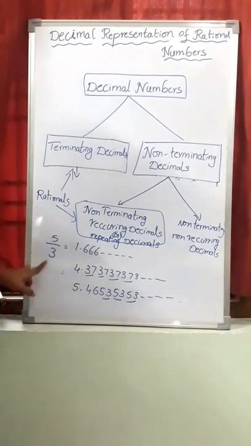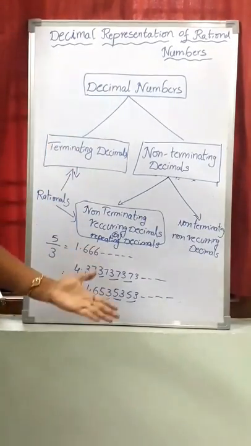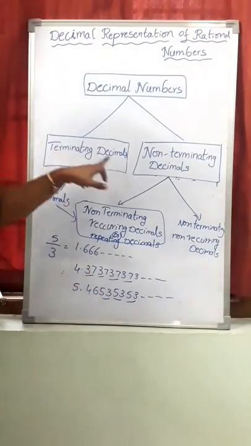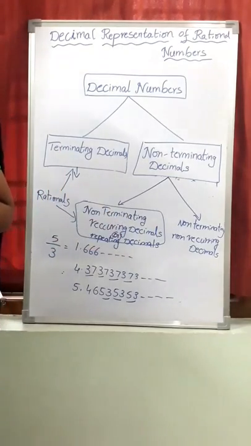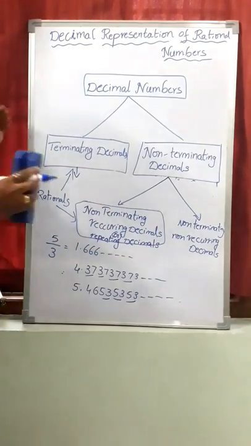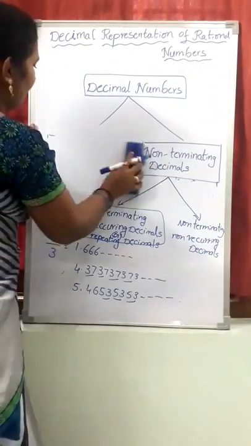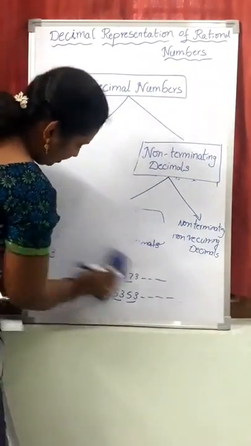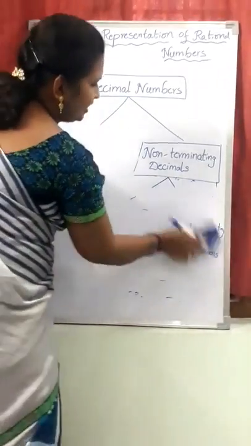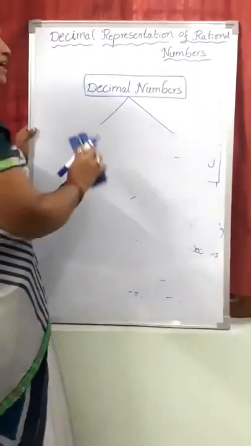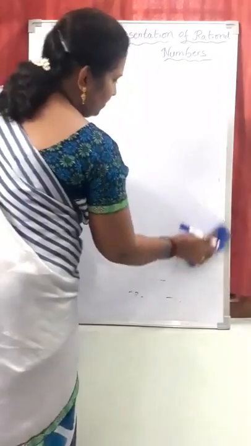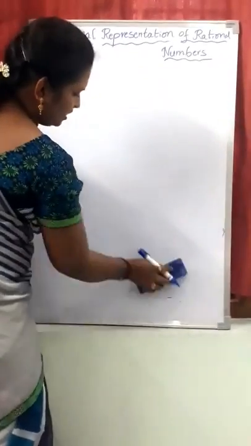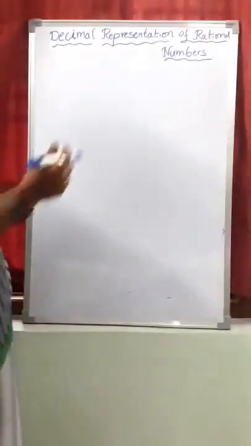But when a rational number is converted into decimal form, then it may be a terminating decimal or it may be a non-terminating decimal. Okay, understand the concept now. So how to identify whether the given rational number is a terminating decimal or non-terminating decimal? Without doing all the division process, we can identify it. Let us see.